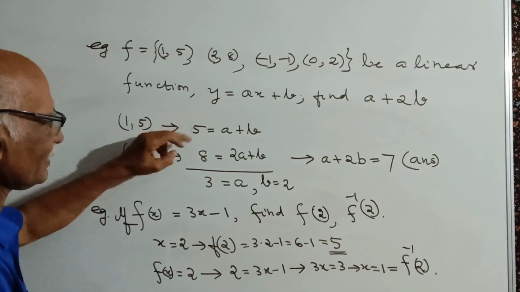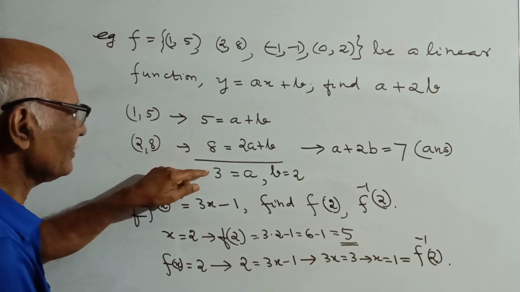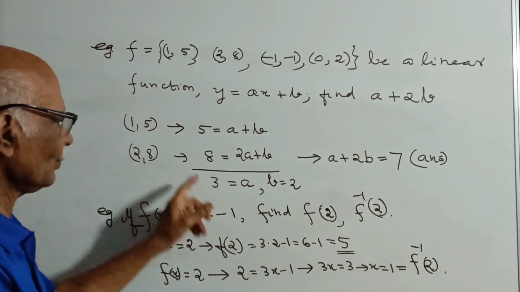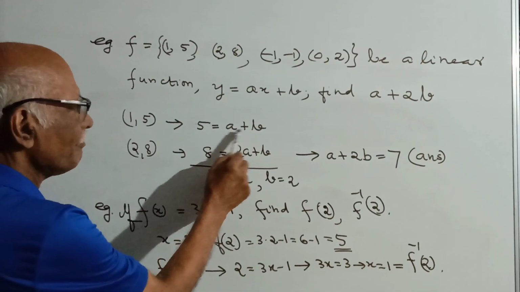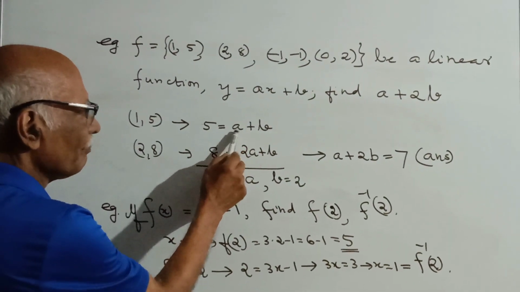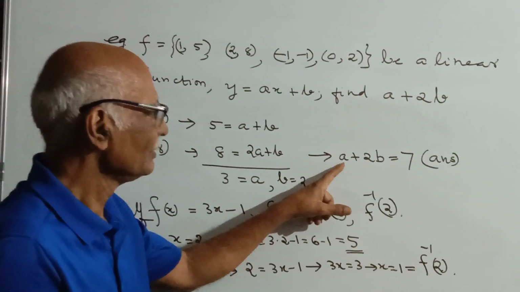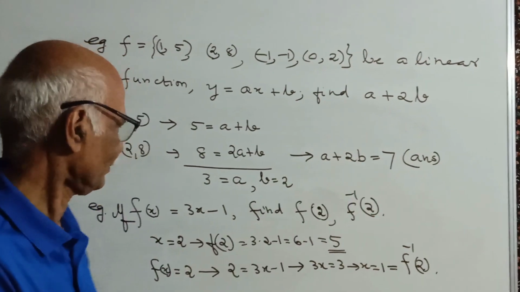Now if you subtract the first equation from the second equation, 8 minus 5 is 3, 2a minus a is a, and b cancels. So a equals 3. Now if a is 3, 3 plus b is 5, or b is 2. So a is 3, b is 2. a plus 2b is 3 plus 2 into 2, 3 plus 4, 7 is the answer.